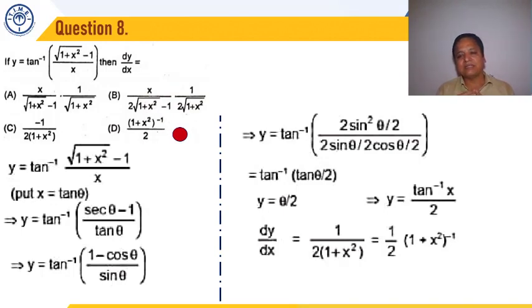1 by 2 (1 plus x square). Yes. So we again simplify the expression, then use basic formulas and then differentiate. We can differentiate it right in the very first step also, but it becomes lengthier. So just to avoid lengthier calculations, we simplify it and then come to our option. Choice D is our answer.